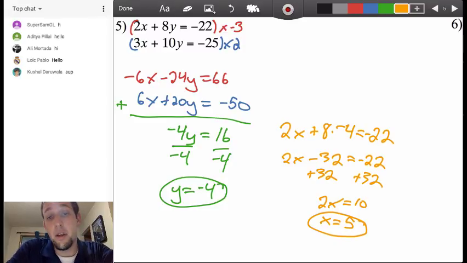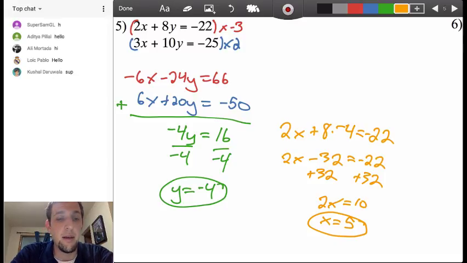And again, we could do a quick double check. If I go to that top one, 2 times 5 is 10. 8 times -4 is -32. 10 and -32, yep, that makes -22. On the bottom, I would get 15 minus 40. 15 minus 40 is -25. Yep, it works for both.